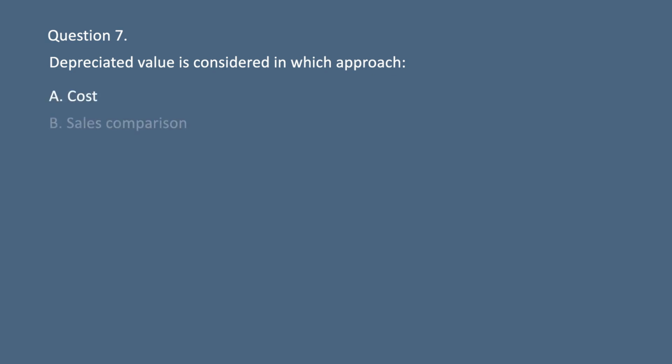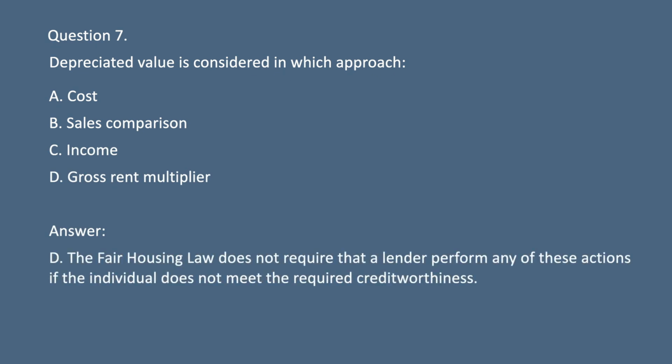Question 7. Depreciated value is considered in which approach? A. Cost. B. Sales comparison. C. Income. D. Gross rent multiplier. Answer. A. The cost approach considers depreciated value, which is estimated.